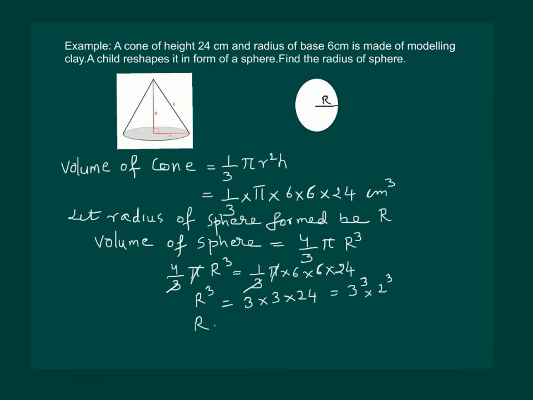So radius of the sphere is equal to cube root of 3 cube into 2 cube, which is equal to 3 into 2, that is 6. So the radius of the sphere is 6 centimeters.